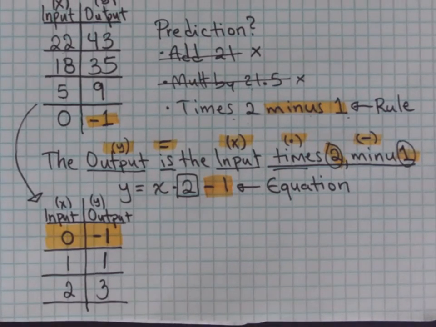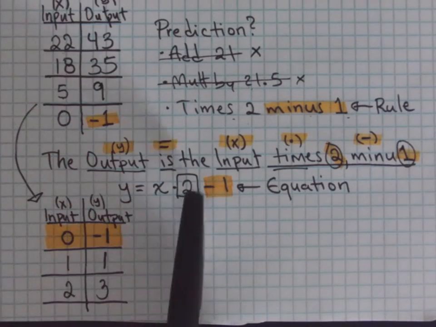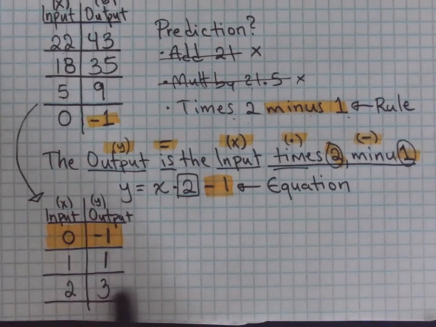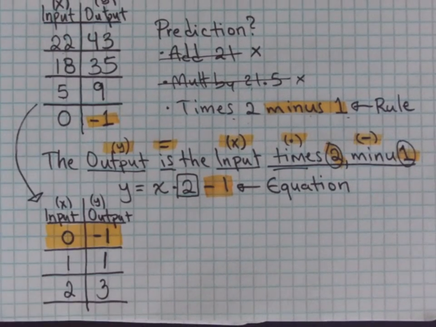But somewhere in this T-chart, there's a pattern, hint, hint, hint, that gives me this number. Identify it. See if you can identify that for me.